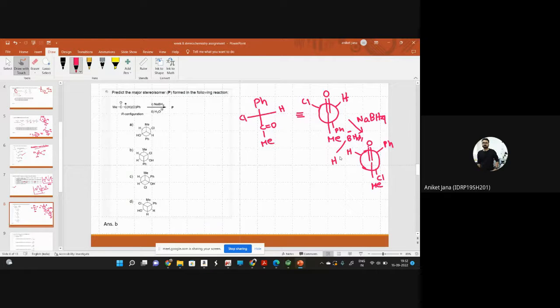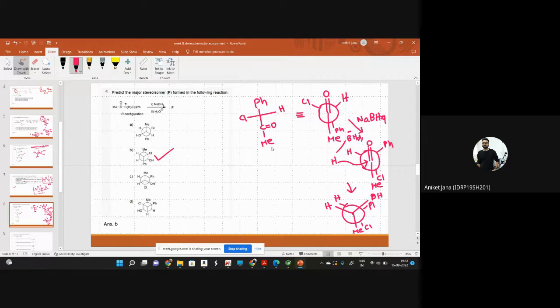From the side of hydrogen, as this is the smaller one. So hydrogen will attack from this side, and our product is... okay. So if we match with some rotation we give, then it matches with our given option B.